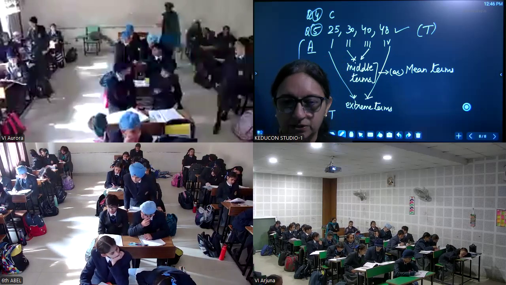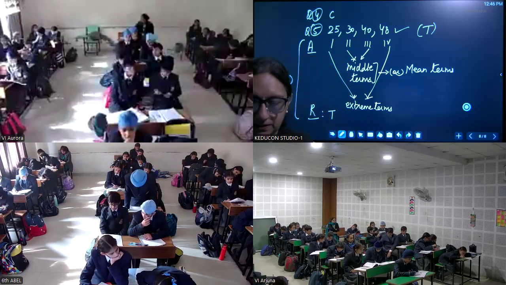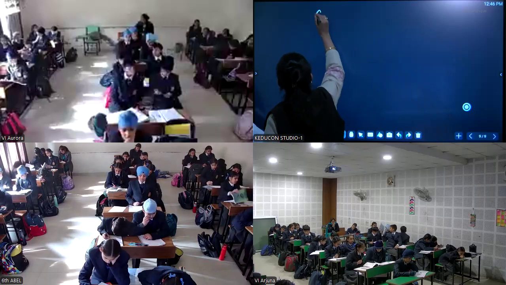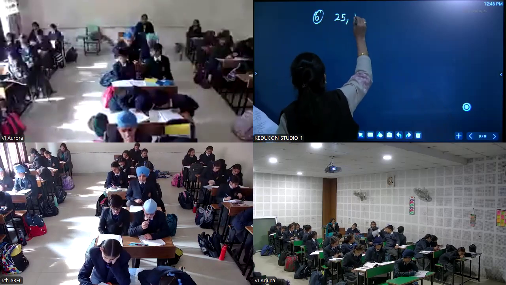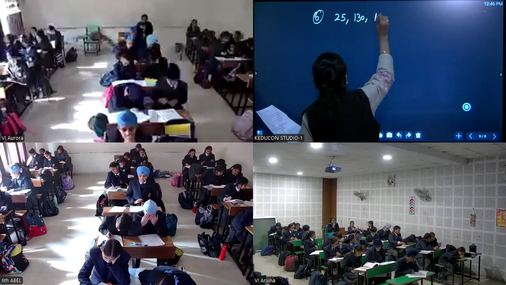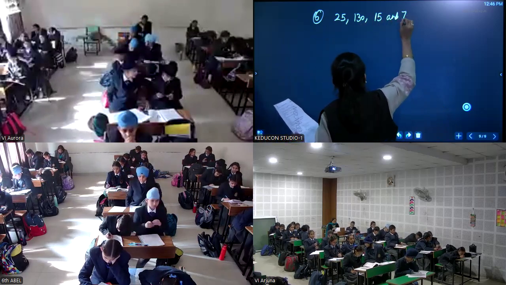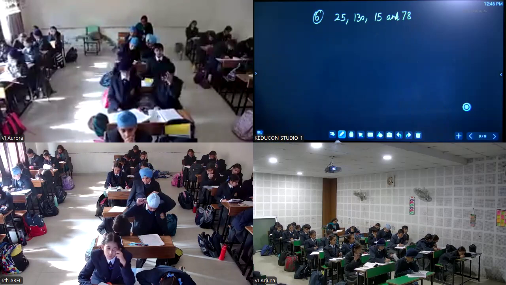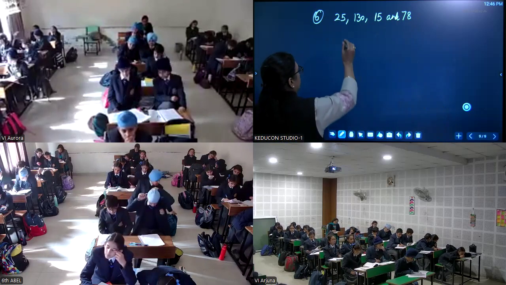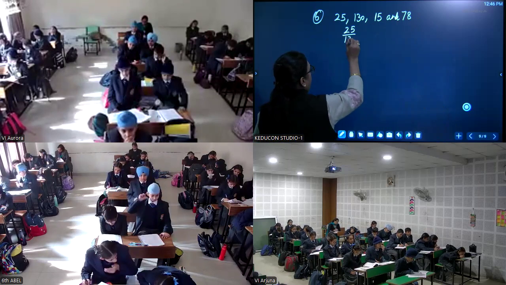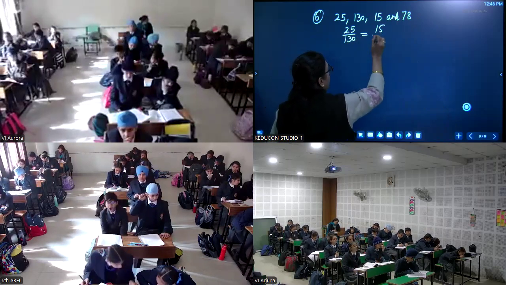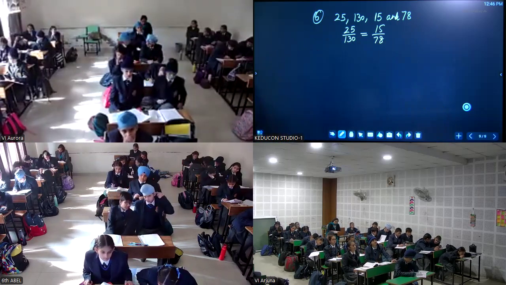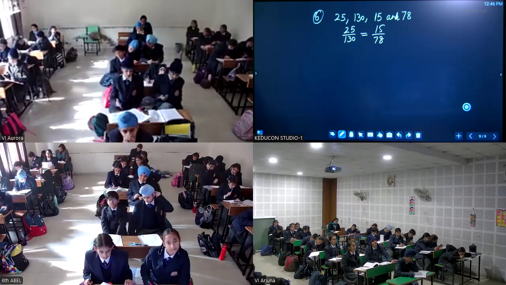Question number 3 is next question, beta. This is sixth question, last. Assertion reason is 25, 130. Now you have come to know, please solve it. 25, 130, then 15 and 78. These are in proportion. Are they in proportion? Please check it. 25 by 130. First upon second is equal to third upon fourth. Take care of their positions. Check it. Are they equal?